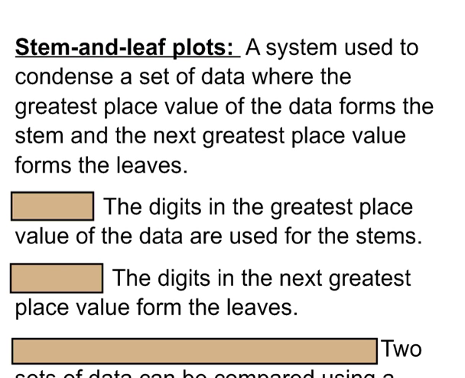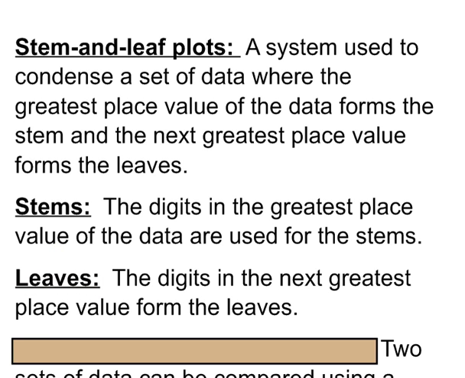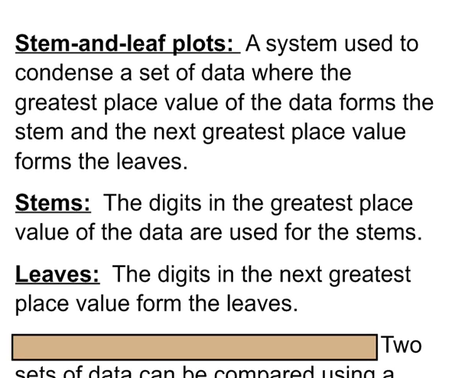First definition: what is a stem and leaf plot? A stem and leaf plot is used to condense a set of data where the greatest place value of the data forms the stem and the next greatest place value forms the leaves. We'll do lots of examples. That'll make sense in just a minute. The digits in the greatest place value of the data are used for the stems, and the digits in the next greatest place value form the leaves.